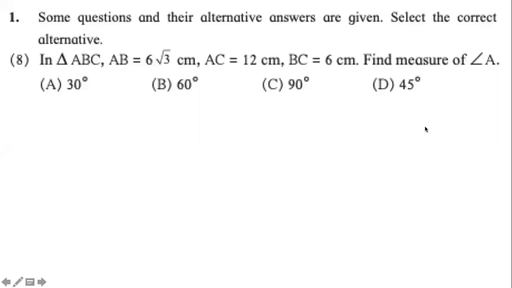The next question, which is the final multiple choice question, and this will be the last question we will solve in class today, is, and this is a long question, I think this should not be a 1 mark question, but it is given as a 1 mark question in the textbook. It says in triangle ABC, AB is equal to 6 root 3 centimeters, AC equals 12 centimeters, BC equals 6 centimeters. Find the measure of angle A. Please pay attention. It is not as easy or as short as you may think it is.